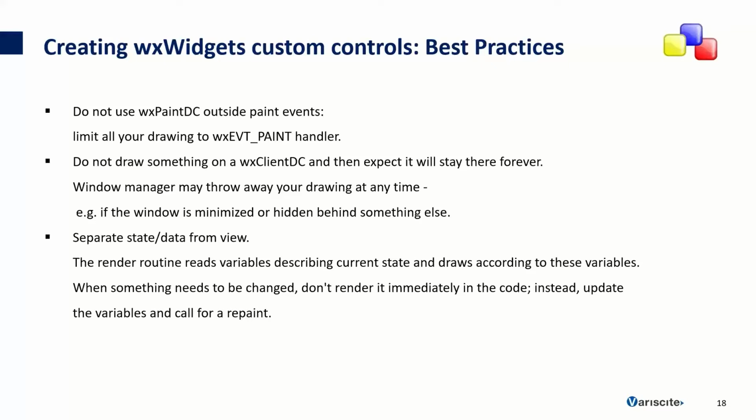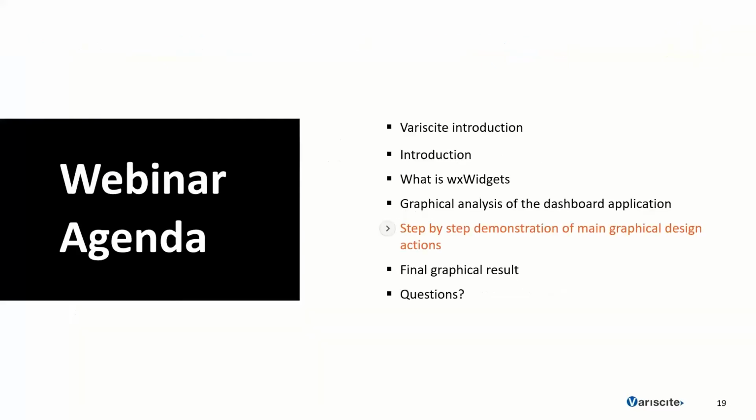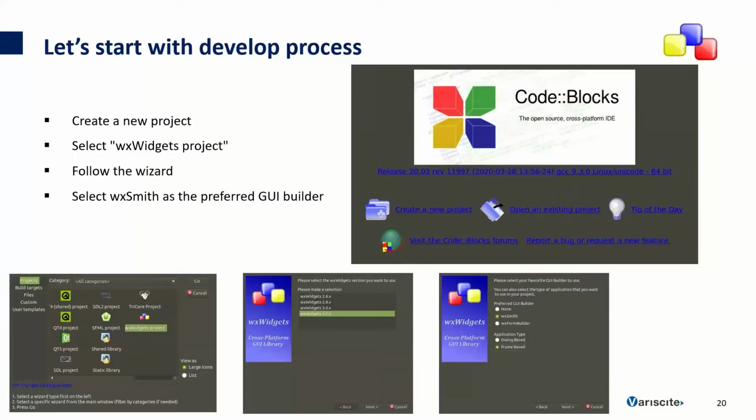Okay, now let's go step by step and summarize what we need to do to obtain what we need. First of all, we need to create the project. We will select the wxWidgets project. We will follow the wizard selecting the latest 3.1 available wxWidgets, and we will select the wxSmith as preferred GUI and the frame-based application type. This is basically what we have done the previous time.